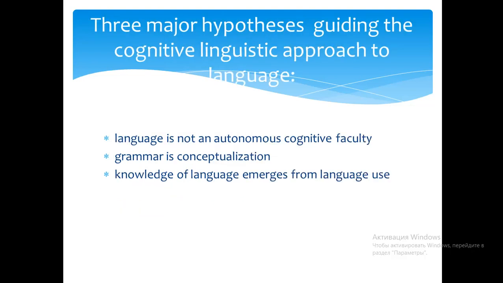Cognitive linguistics argues that language is governed by general cognitive principles rather than by a special-purpose language module. There are three major hypotheses guiding the cognitive linguistic approach to language. Language is not an autonomous cognitive faculty. Grammar is conceptualization. Knowledge of language emerges from language use. These three hypotheses represent a response, by the pioneering figures in cognitive linguistics, to the dominant approaches to syntax and semantics at the time, namely generative grammar and truth-conditional logical semantics.